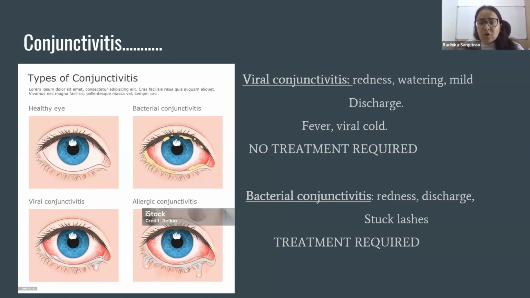But more commonly, we see bacterial conjunctivitis, where the patient says that the eyelids are stuck, there's discharge, redness and discomfort, so that you need antibiotic drops.